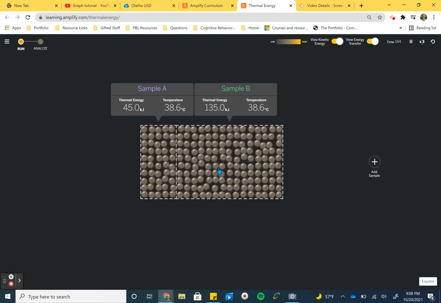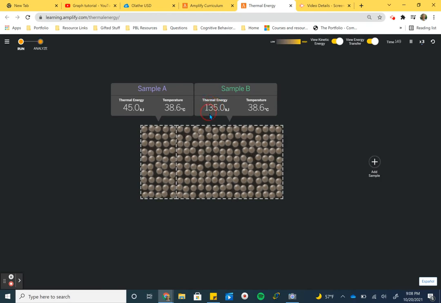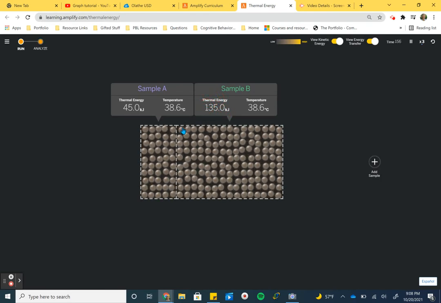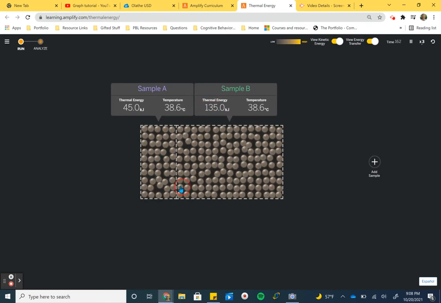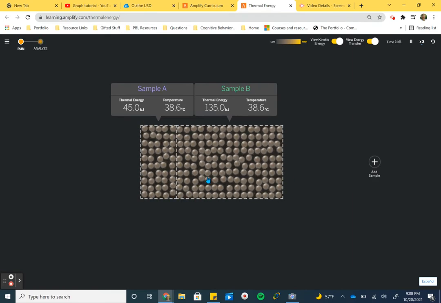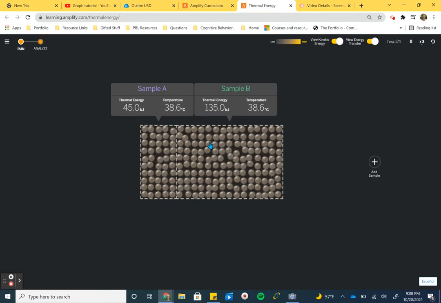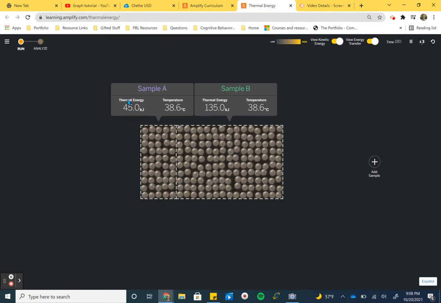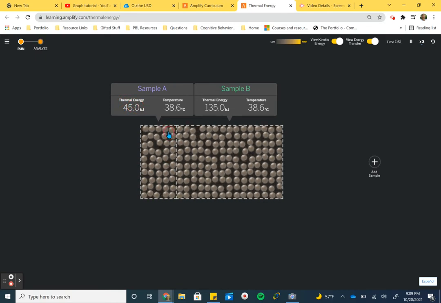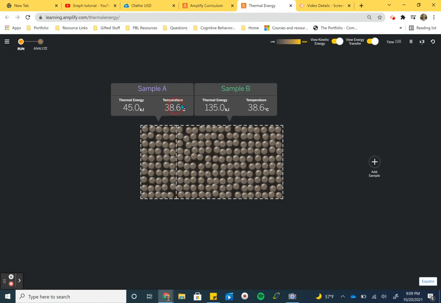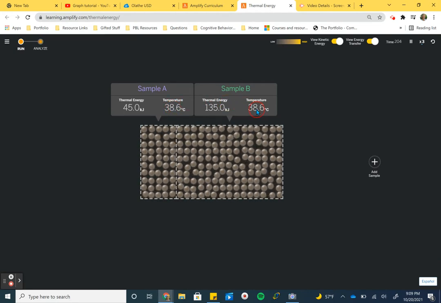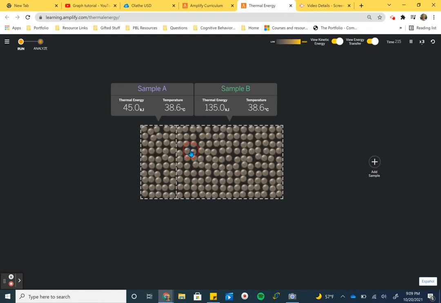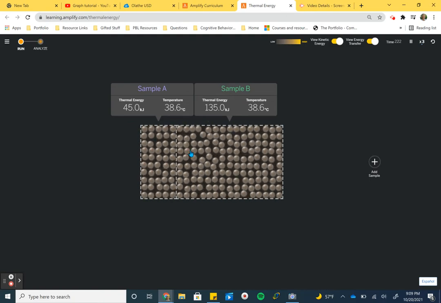Now, a couple things to notice. The thermal energy of sample B is much higher. That's because there's more molecules in sample B than sample A, and so there's more total thermal energy, total kinetic energy. Sample A has less thermal energy because it's a smaller sample, but they're the same temperature. Because we've let them mix together, the energy is transferred from A to B, and now they're at equilibrium.